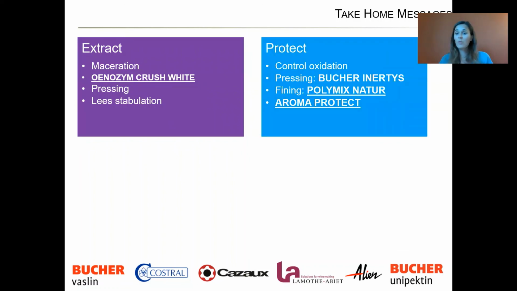The second point is to protect. So you want to make sure you protect your grape and your juice from oxidation, but also your wine. So limit oxygen. There are many things you can do to protect. One of the big steps can be to press inert. The only system that exists to fully press inert is the Booker Inertis. Please ask me after this presentation if you need any information about it. Then you can just remove precursors of oxidation with fining such as Polymix Nature. And then during aging, use Aroma Protect as a source of glutathione, natural antioxidant compound.